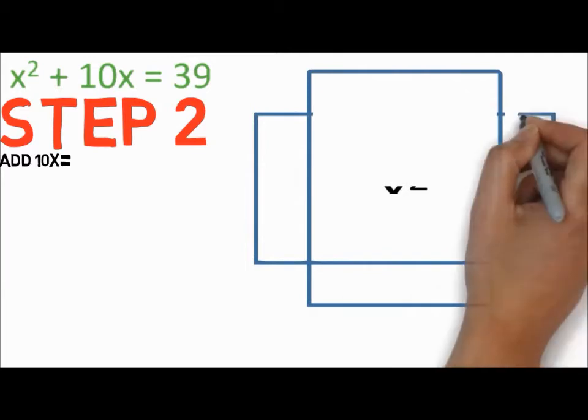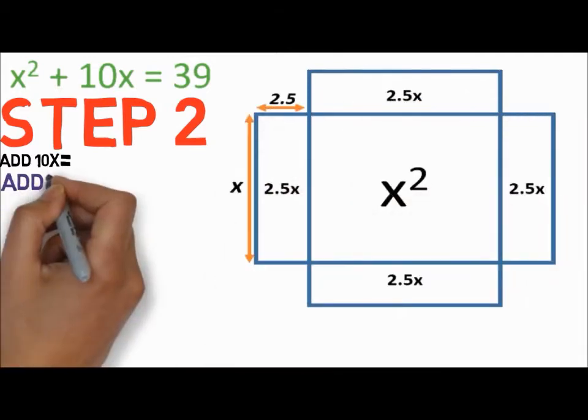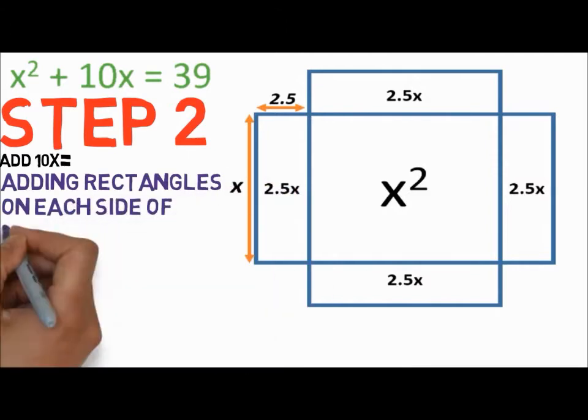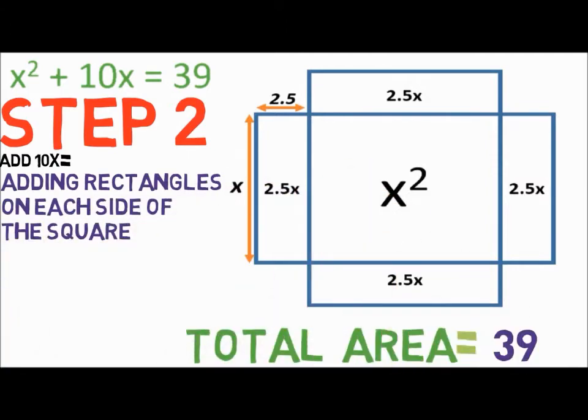10x divided by 4 equals 2.5x. The longer side of the rectangle equals x and the shorter side equals 2.5, which means that the area of one of the rectangles is 2.5x. The area is now 39.